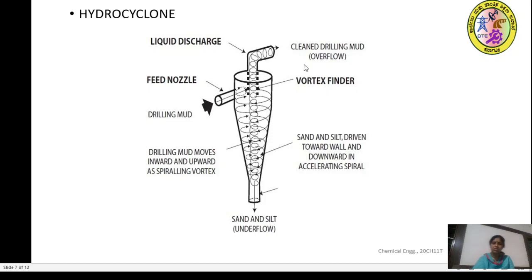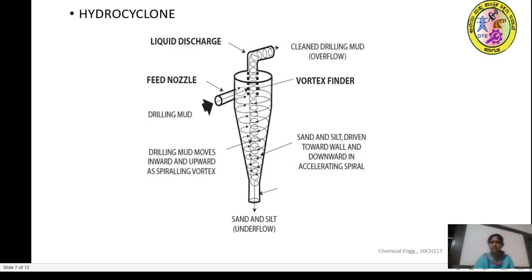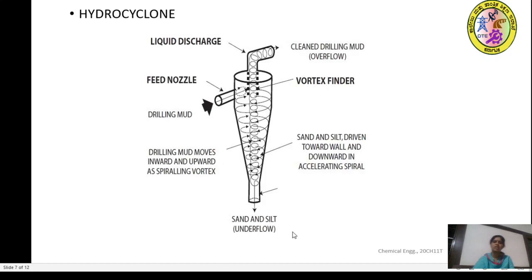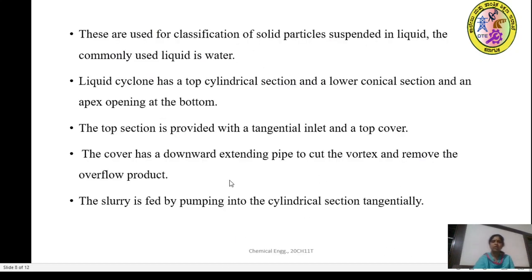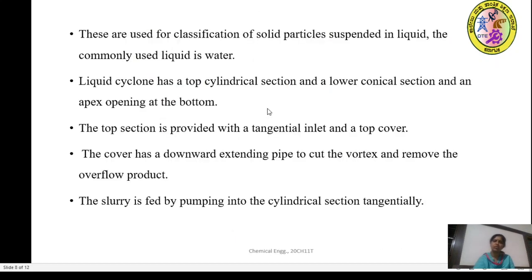So this is the construction part. It is also used for the classification of the solid particles suspended in the liquid, and the commonly used liquid is water. The liquid cyclone has a cylindrical section, a tapered cone, the conic section, and an apex opening at the bottom. The top section is provided with a tangential outlet, and it extends into the cylindrical portion in order to cut off the vortex and to remove the overflow product.